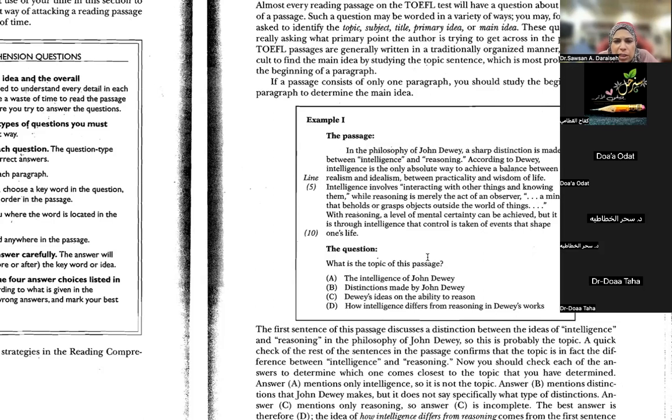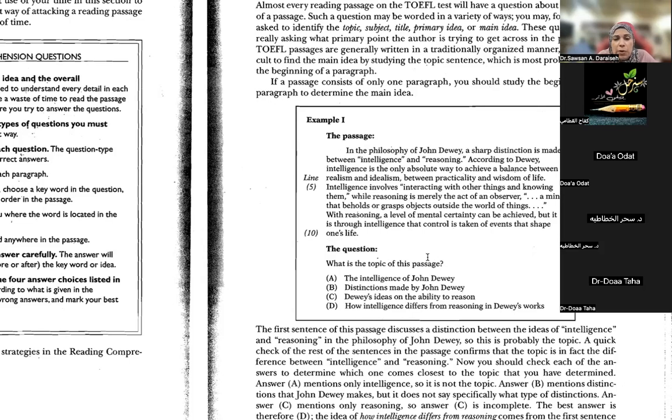Intelligence involves, what does intelligence involve? Interacting with other things and knowing them, while reasoning is merely the act of an observer, a mind that beholds or grasps objects outside the world of things. With reasoning, a level of mental certainty can be achieved, but it is through intelligence that control is taken of events that shape one's life.